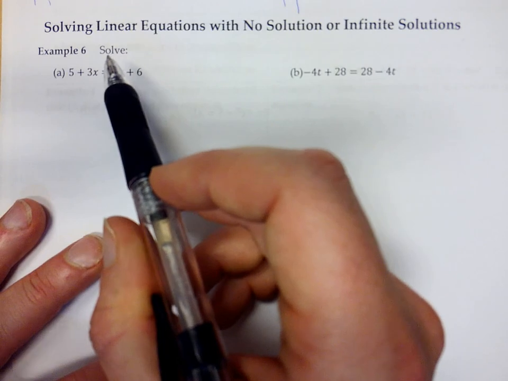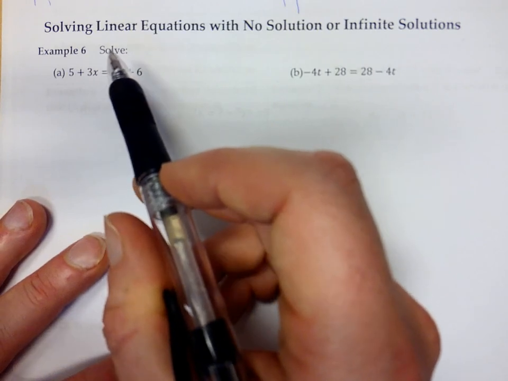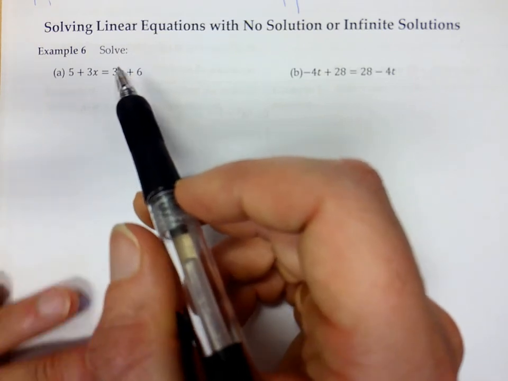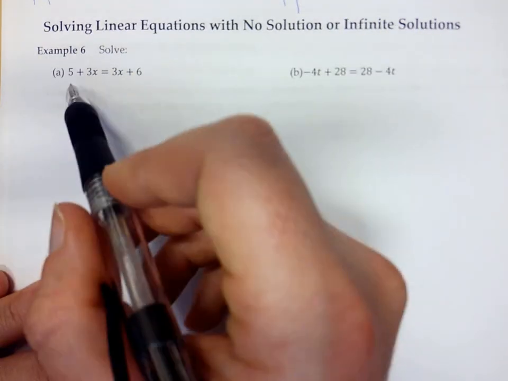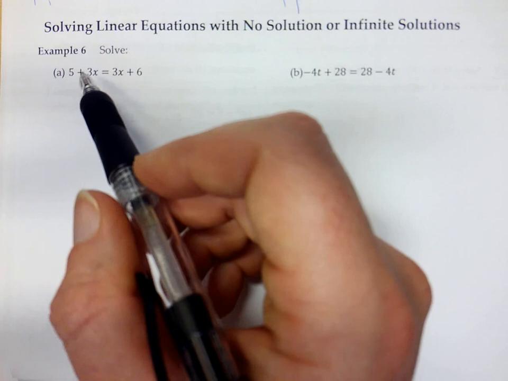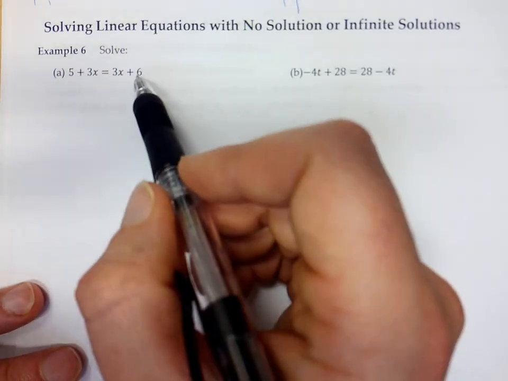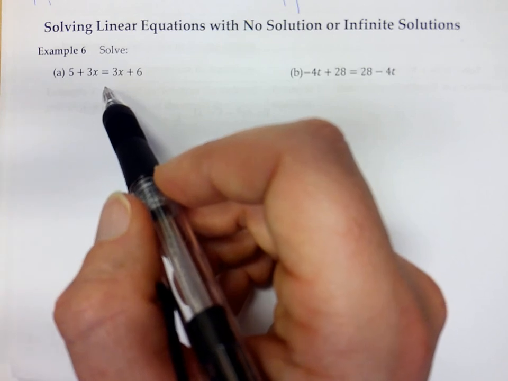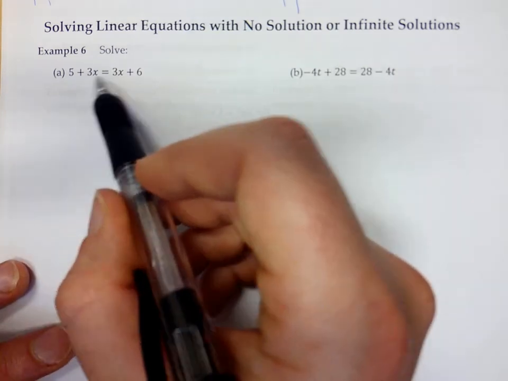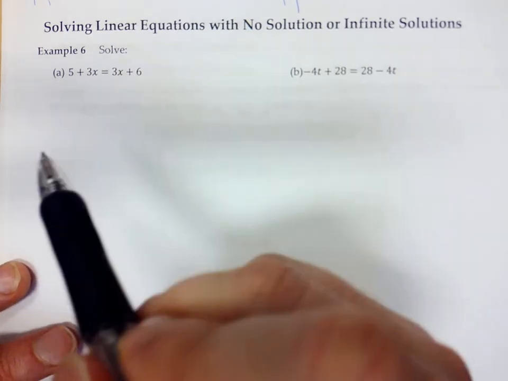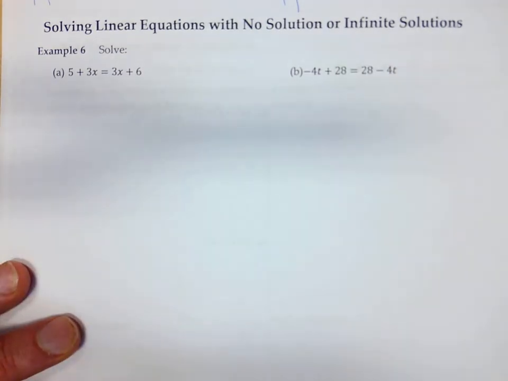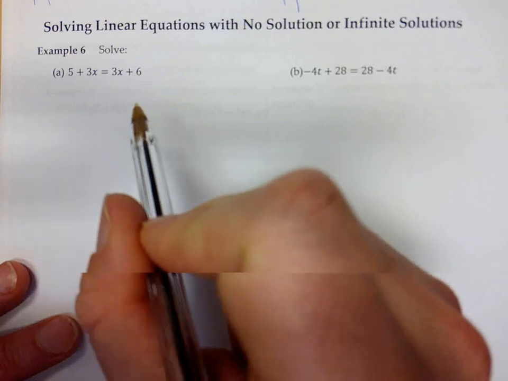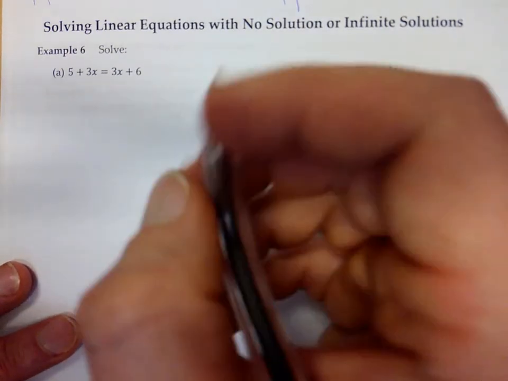In order to do that, I want to get all my variables on one side and number terms on the other. So going through our steps, there's nothing to distribute. I don't have to worry about that. There are no like terms to combine, so I don't have to worry about that. My next step is getting the variables on the same side. And I see I've got a 3x on one side and a 3x on the other, which may warn you that something is a little awry here since we have the same variable term on each side.